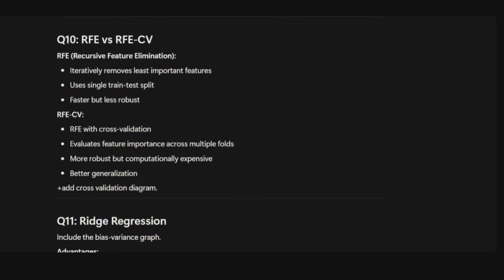Whereas with cross validation, you'll ensure that you're doing it across multiple folds of train test splits, and it's more robust but computationally expensive. It also ensures that you have a better generalization across your data. And there is another cross validation diagram that is used when they show how for each iteration the train test split is changing. Ensure that diagram is also included.